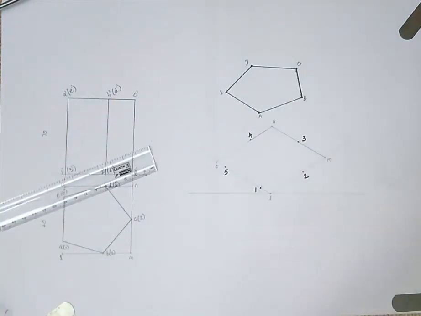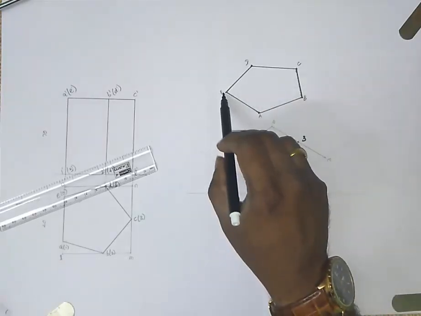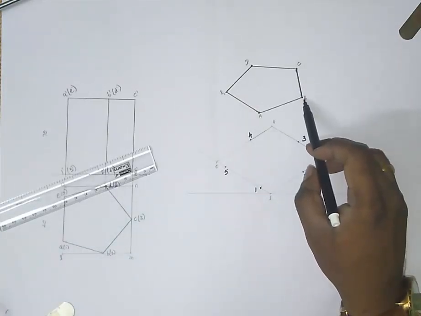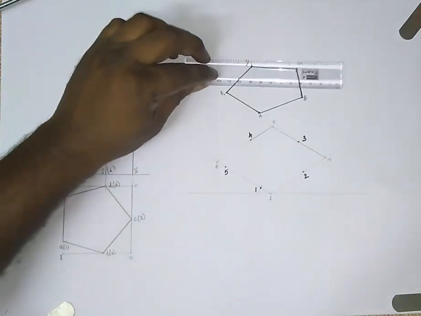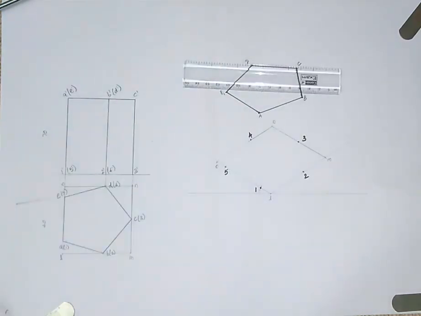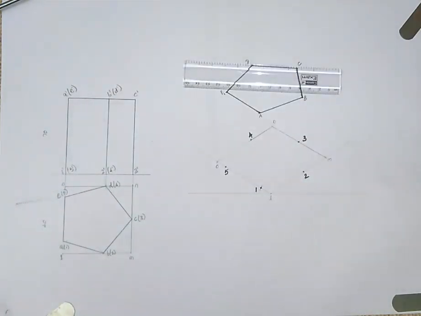Now you have to predict the visible edges. In the top view, this point E is the extreme point. Similarly, on the right side, this point B is your extreme point. Now just draw a line here like this. The points below this imaginary line will be visible. So point A, point B, point E are visible.